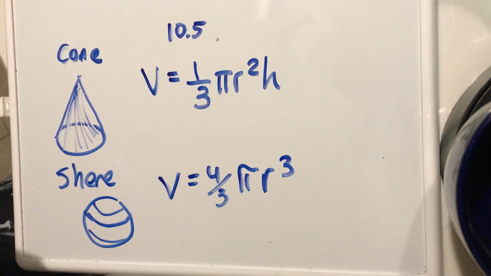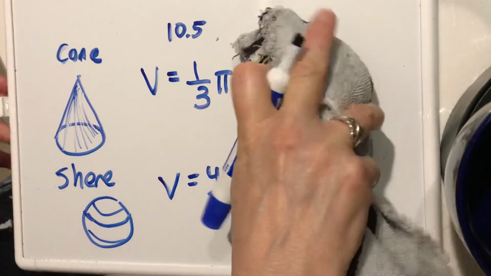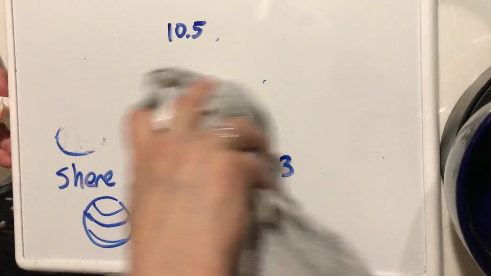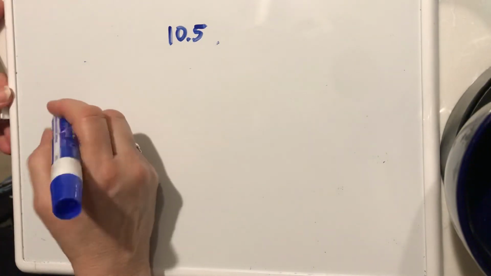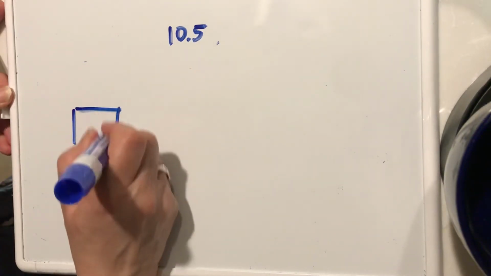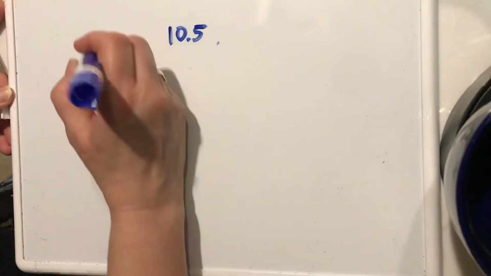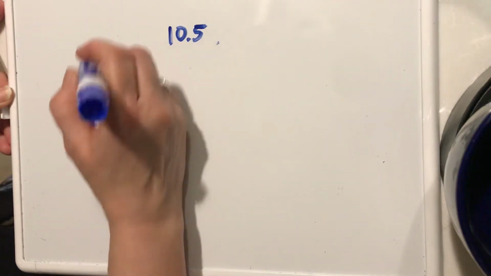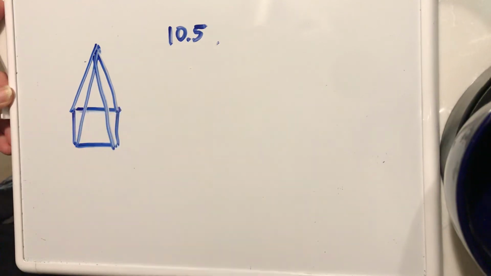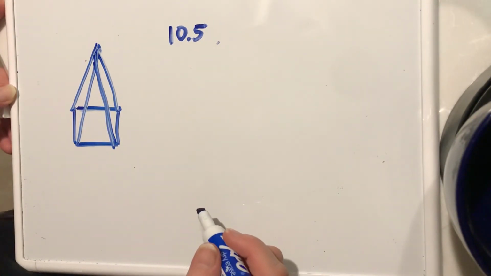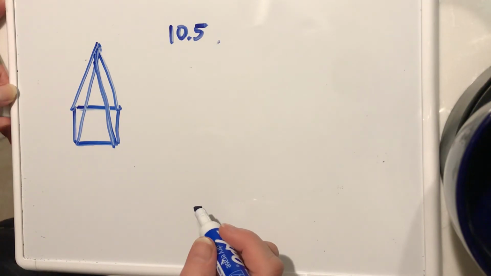Oh, volume of a pyramid. Okay, we all know what pyramids look like, right? Okay, so yeah, it's a little harder to draw a pyramid, but just look at the base, pick a point at the top, and then connect your points with the edges. And there you go, if you can imagine. That's a pyramid, okay?